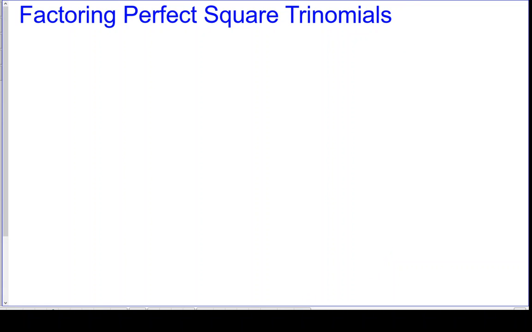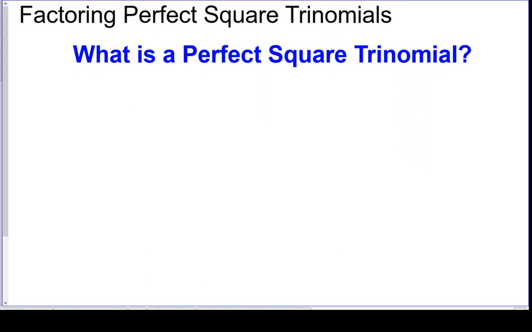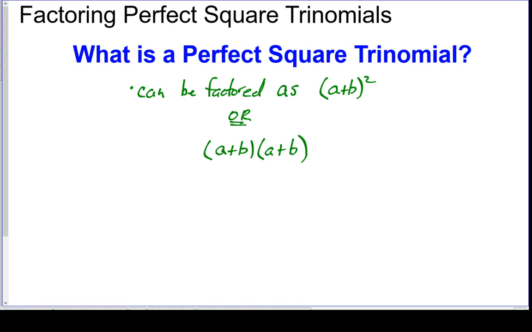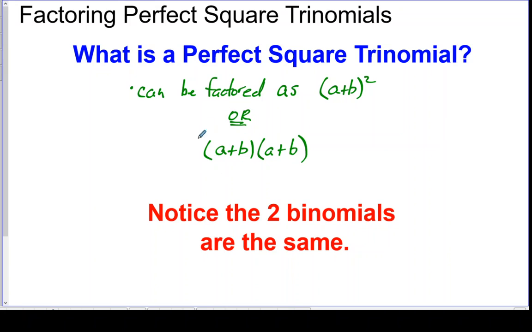So let's look at factoring a special kind of trinomial called perfect square trinomials. What is a perfect square trinomial? I think we may have talked about this, but anyway, a perfect square trinomial is one that can be factored as the quantity a plus b to the second power, or a plus b times a plus b. So notice the two binomials, when you factor them, are exactly the same. That's what happens with a perfect square trinomial.